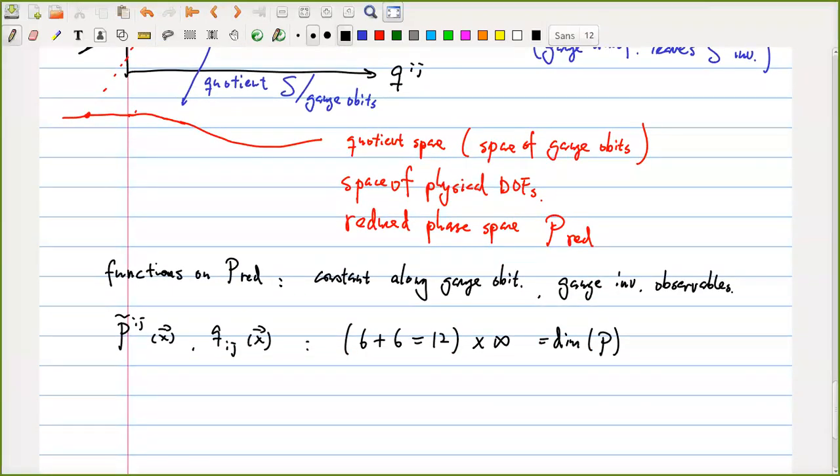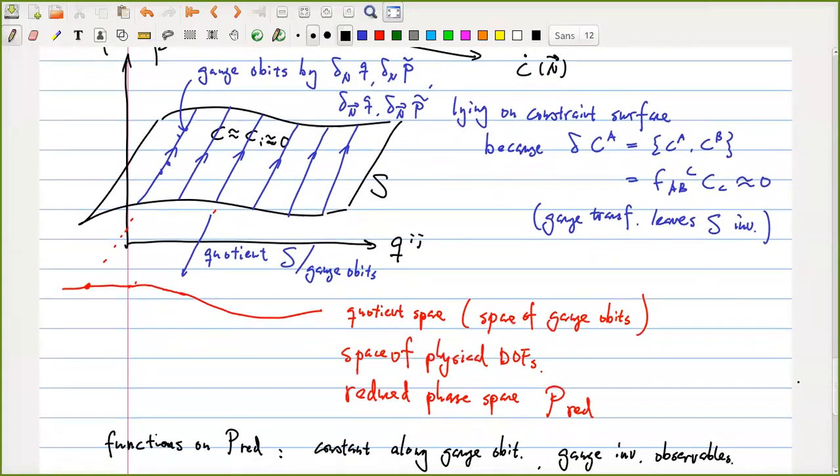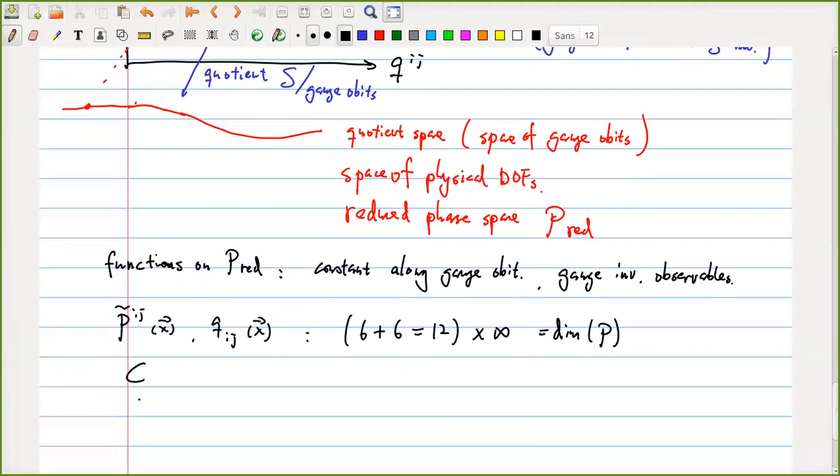Okay, so now from that we can derive, we try to derive the dimension of the reduced phase space. Firstly we have to reduce the dimension to the constraint surface. So let me calculate the constraint surface. We have 2 kinds of constraints: diffeomorphism and Hamiltonian. At each point you have 4 constraints. So C_i has 3 and C has 1. So you have 4 times infinity constraints.